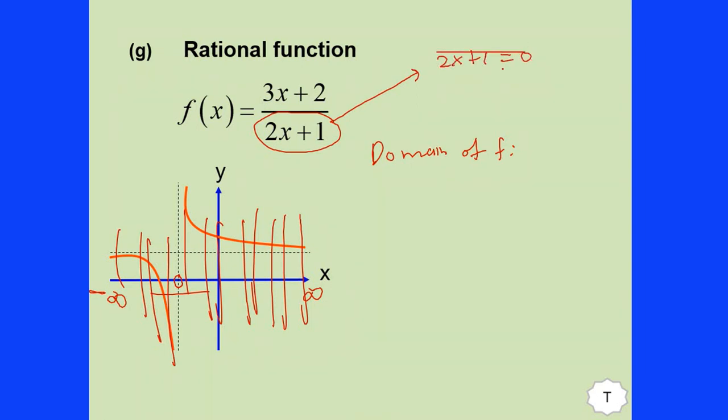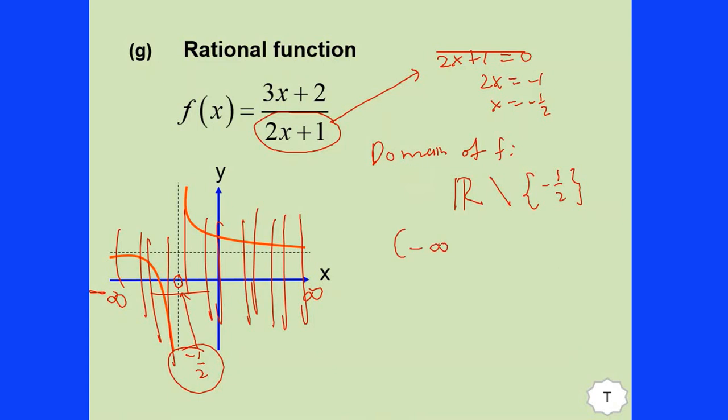Kalau sama 0, tak boleh lah. The function is undefined. X not equal to negative 1 over 2. Jadi sekarang semua real number except negative 1 over 2. Atau, you boleh buat from negative infinity to negative 1 over 2, stop, negative 1 over 2 to infinity. Domain. Settle.